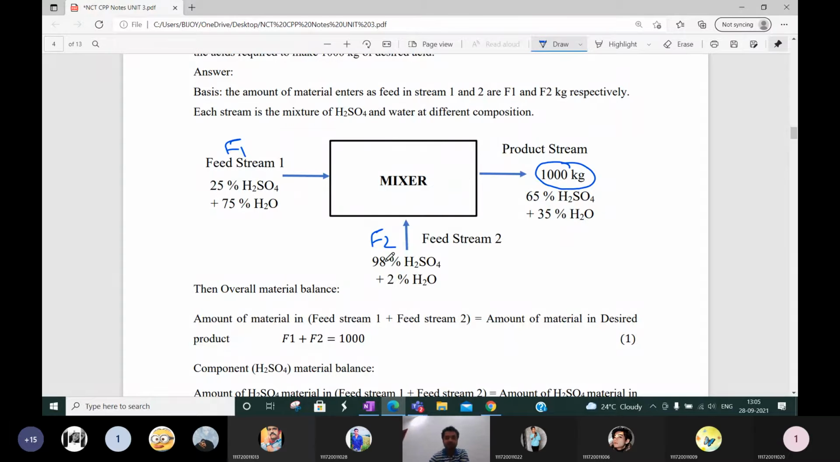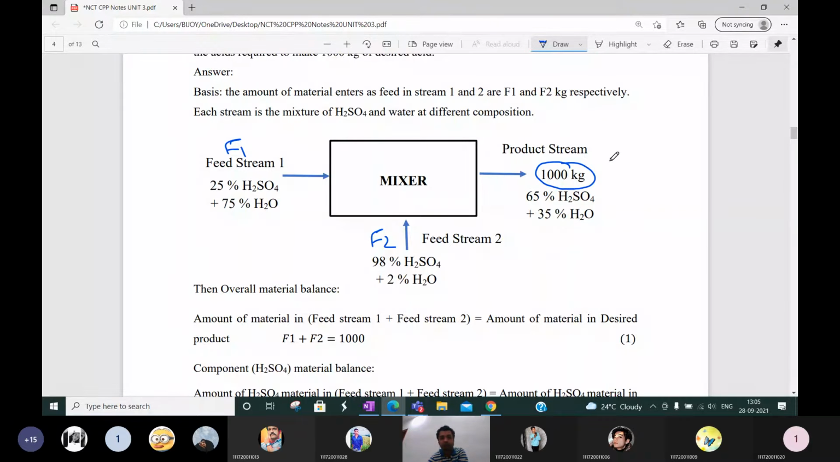In other words, to produce 1000 kg of product, suppose we have two streams. Feed stream 1 has this composition and feed stream 2 has this composition. How much amount do we have to take of this one and how much of feed stream 2, so that we get the product stream at this composition? Okay, this is the numerical.